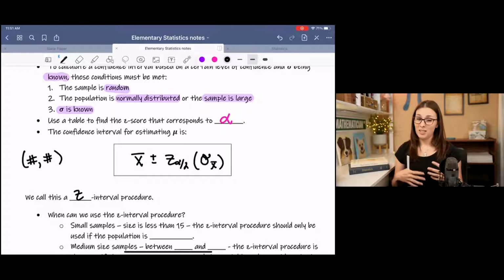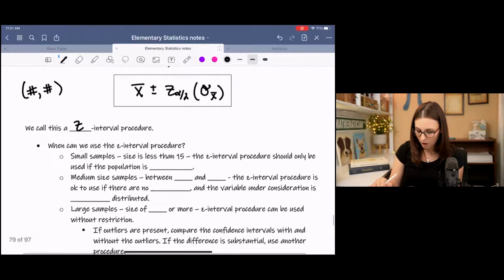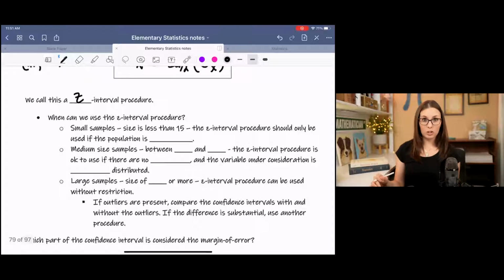It might make sense that it's Z-interval because we're using Z-scores, because we know the population standard deviation. When you don't know the population standard deviation, we're going to be using a different interval procedure. So it does matter, and you do have to pay attention to that. When can we use the Z-interval procedure? Like I said earlier, this ties into the central limit theorem. You're going to see some overlap here.